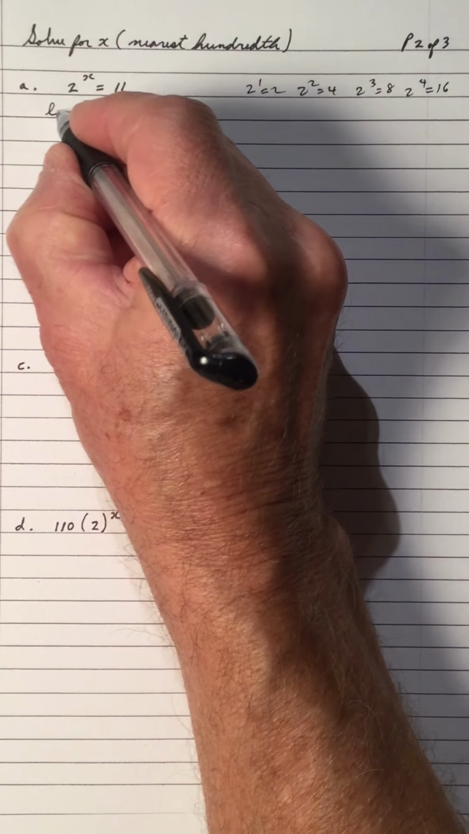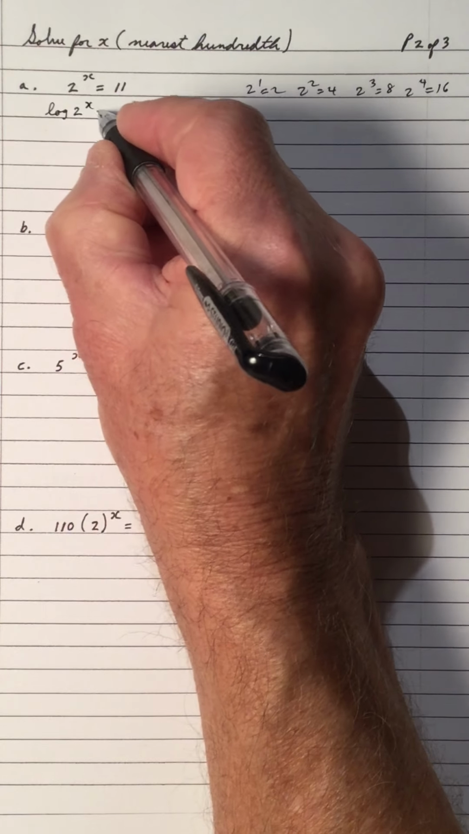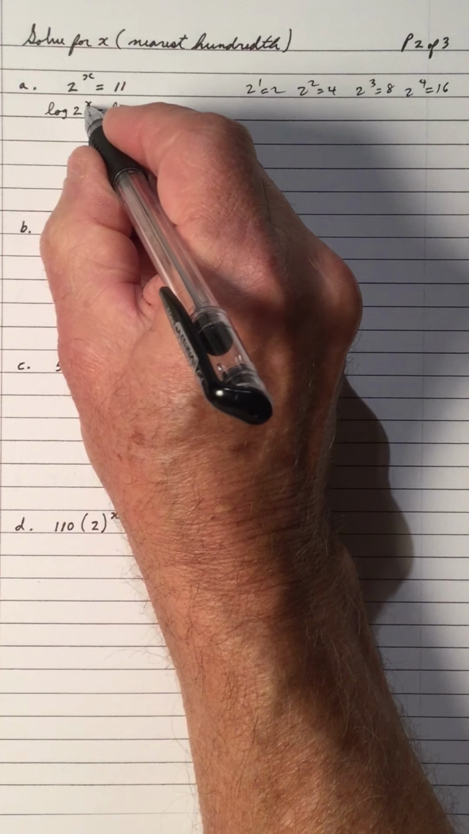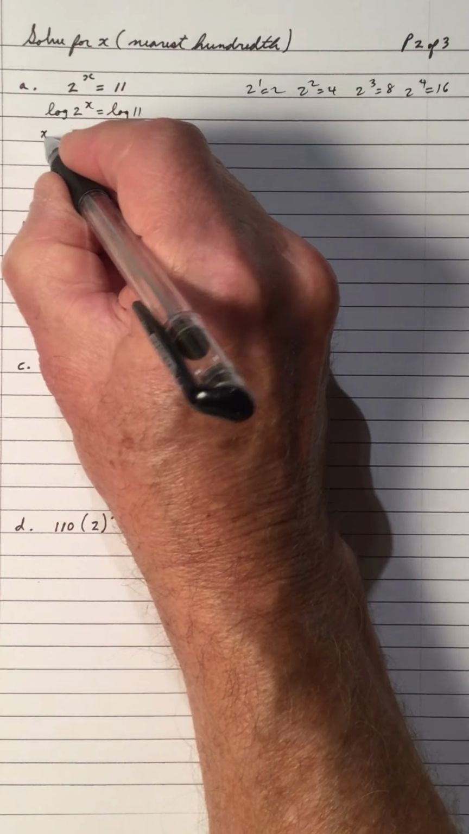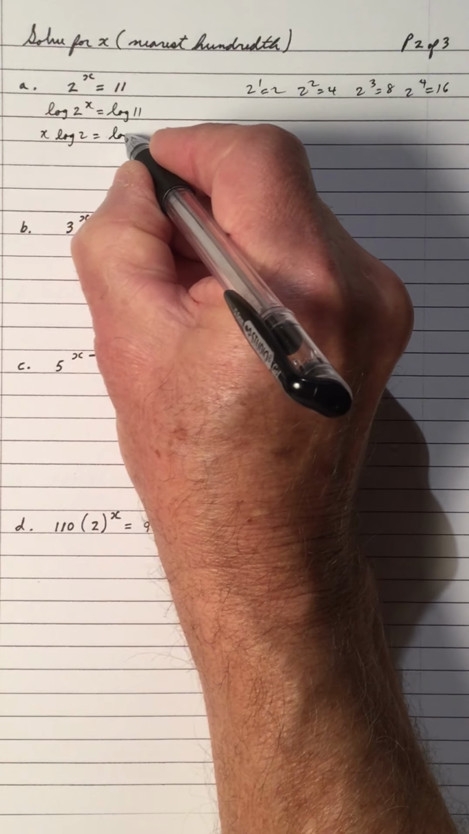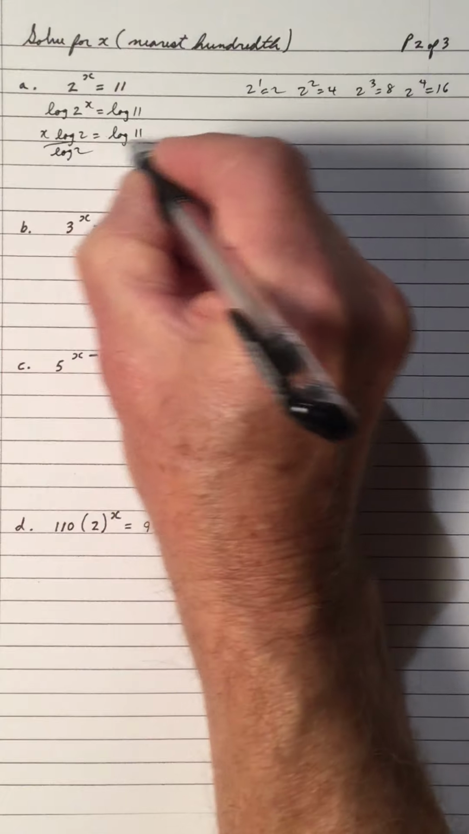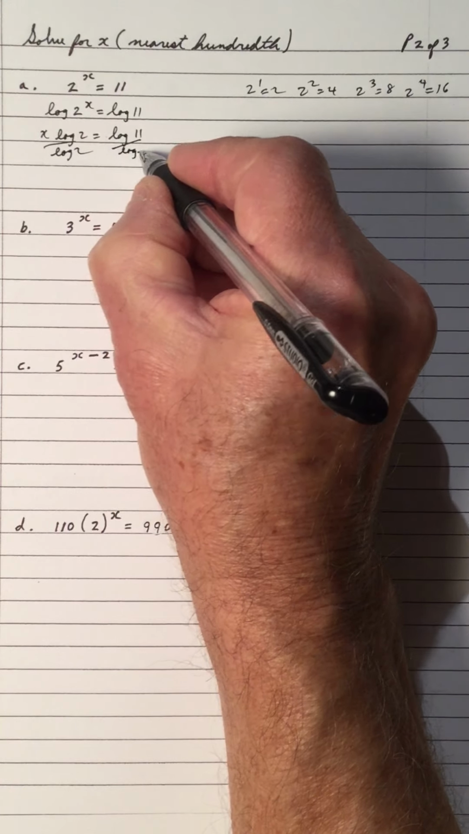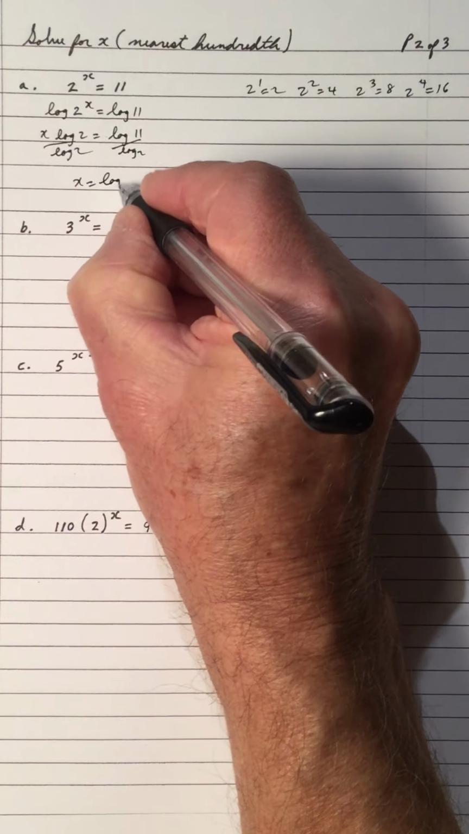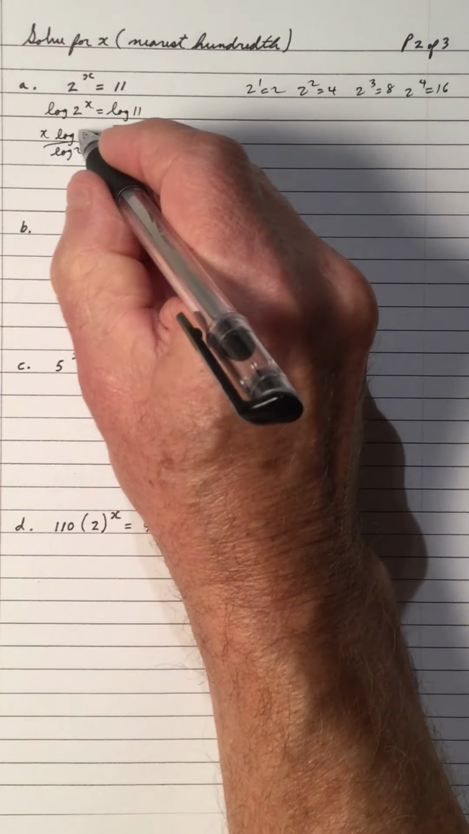So to find that power, because x is in the exponent, let's do the log of each side. And then by the power rule, the x moves in front of the log. And so we divide by log 2 on each side. So we have x equals the log of 11 divided by the log of 2.